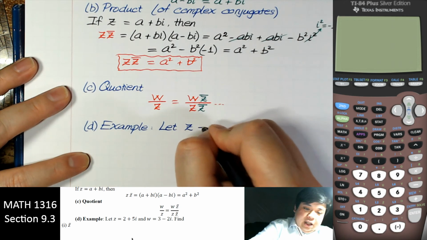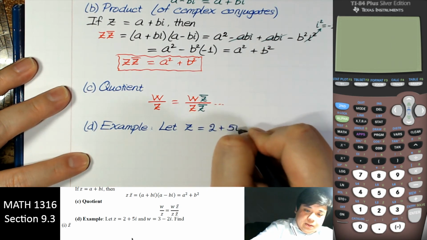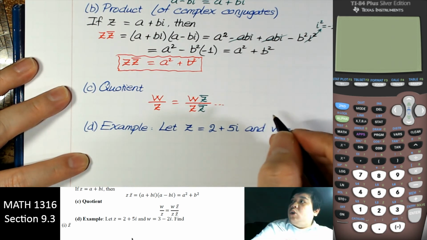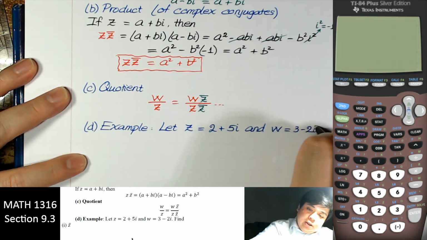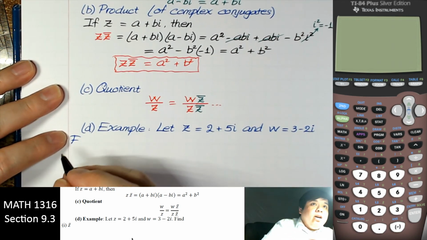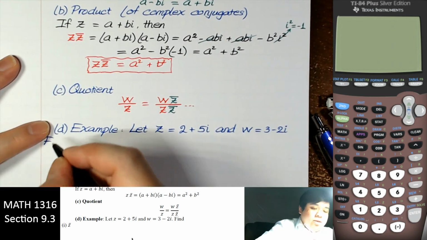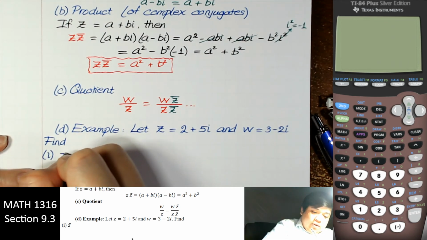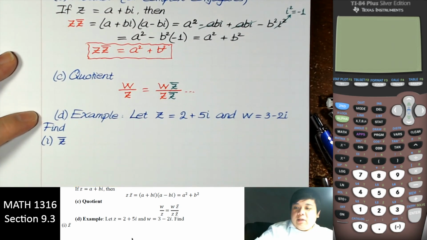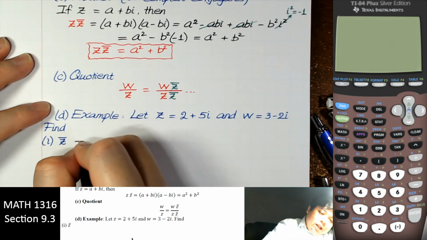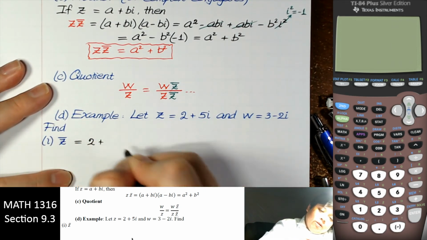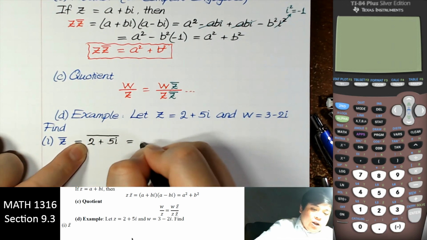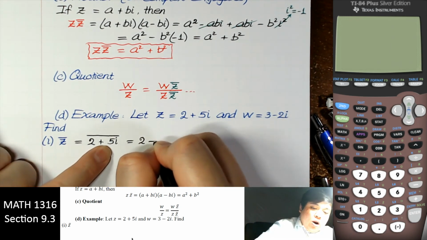Let Z equal 2 plus 5i and W equal 3 minus 2i. Find, first, the conjugate of Z. The conjugate of Z is the conjugate of 2 plus 5i. Have the bar on top. The real part stays the same. The imaginary part turns to the opposite.